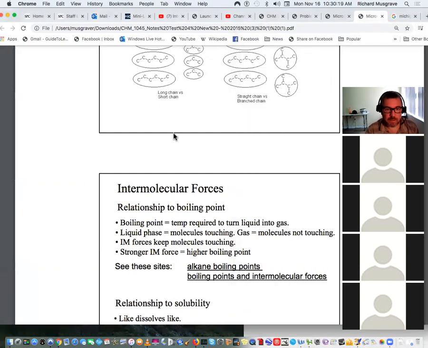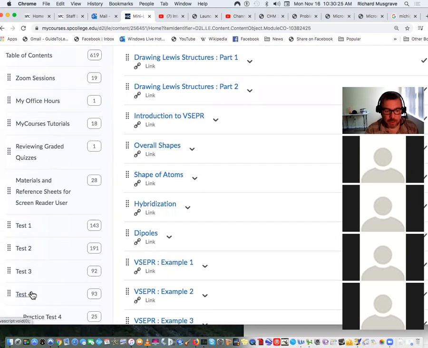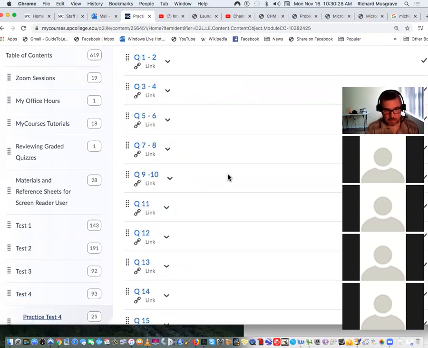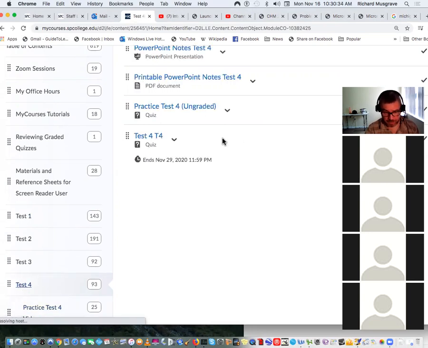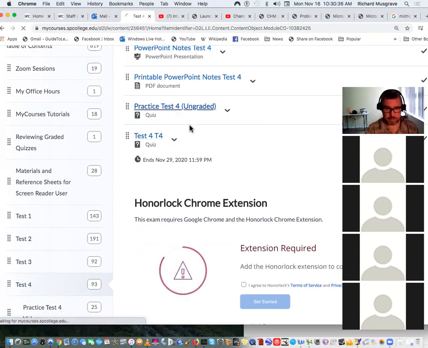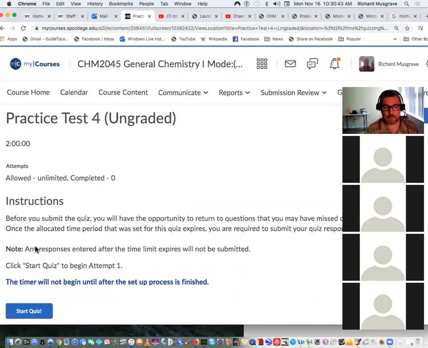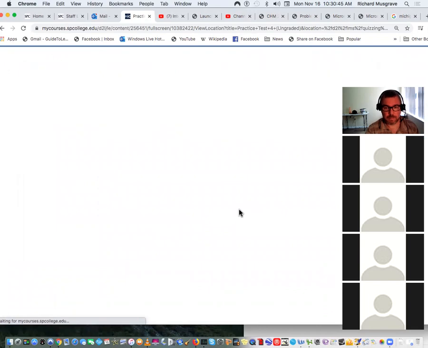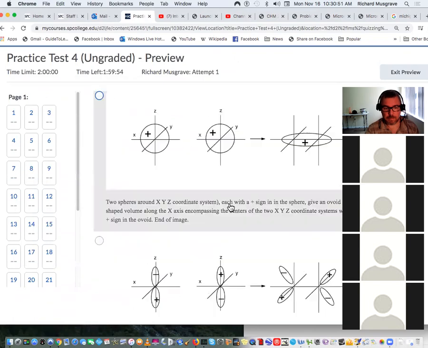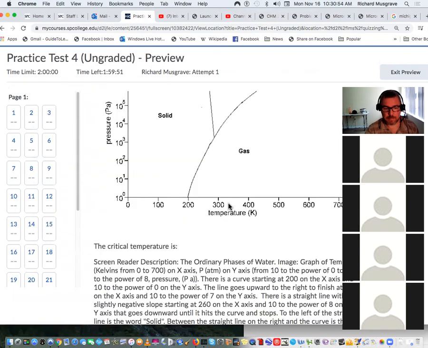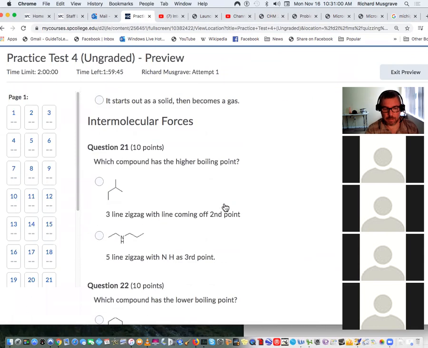Let's go take a look at the test, and you'll be able to see how we can use that information to solve problems that relate to intermolecular forces. Here we go.